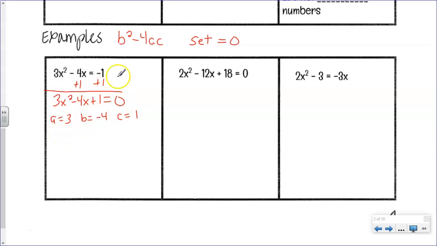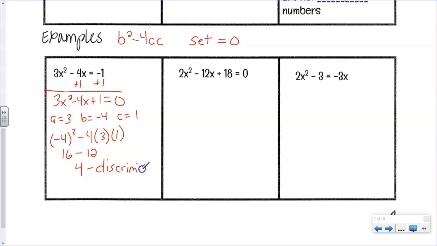So we plug these in to the formula. So we're going to have negative 4 squared minus 4 times a times c. Negative 4 squared is 16. 4 times 3 is 12. Times 1 is 12. 16 minus 12 is 4. Now this 4 is the discriminant. That is not a solution. It is the discriminant. Okay, so that's what this is.